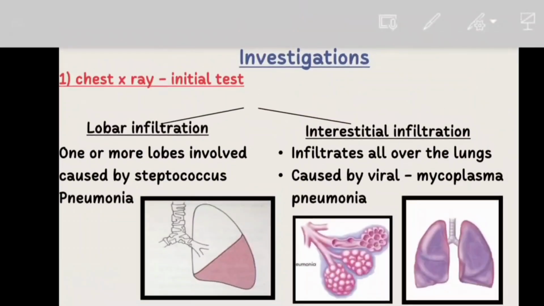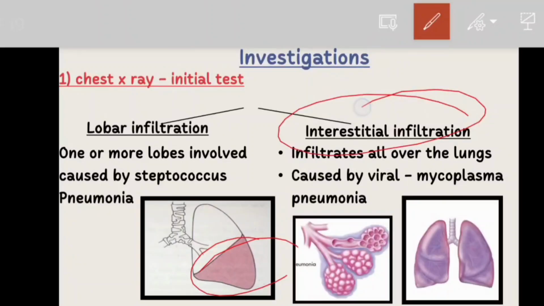Okay, now student, let's confirm the diagnosis. The first and most important investigation is the chest X-ray. Look at the two X-ray patterns shown. The first one is lobar infiltration and the second one is interstitial infiltration. In lobar infiltration, one lobe appears white due to consolidation, commonly associated with Streptococcus pneumoniae.